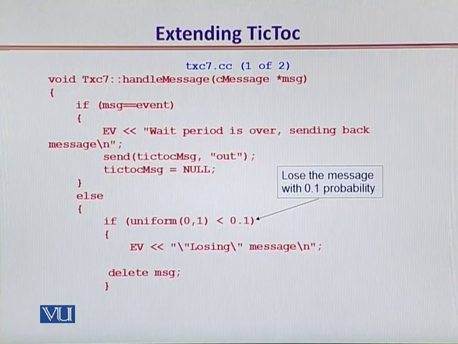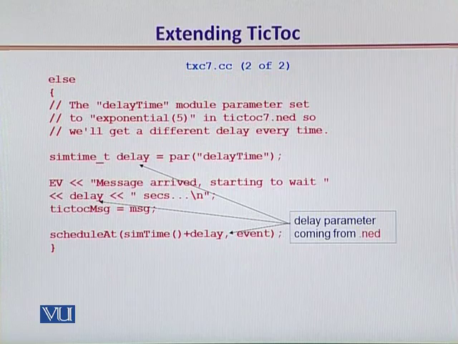Here, if the loss probability is declared as 10%, it means that whenever the uniform distribution turns out to be less than 0.1, the message would be lost. When the messages are lost, we are going to display the message "losing the message", and we are going to call the delete message function.